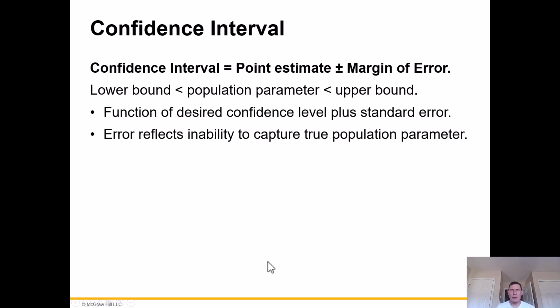So the confidence interval equals the point estimate plus or minus the margin of error. So the lower bound is going to be less than the population parameter, which is less than the upper bound. So that's a fancy way of saying the population parameter should fit within the lower and the upper bounds. It's a function of the desired confidence level plus the standard error, and the error reflects the inability to capture the true population parameter.